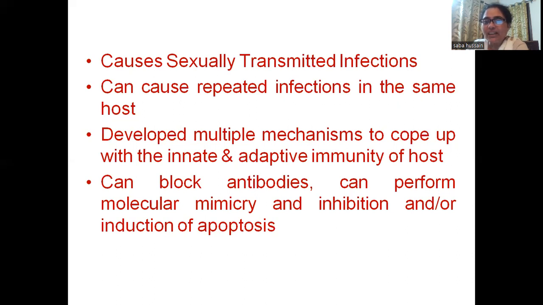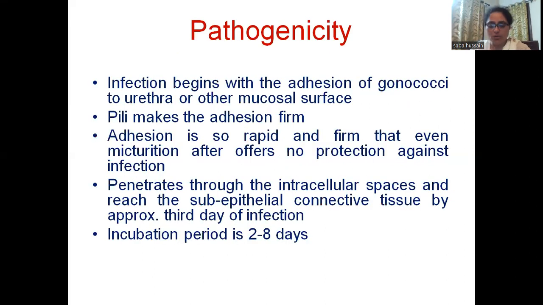Then it develops multiple mechanisms to cope with the innate and adaptive immunity of the host. So it can fool both the innate and adaptive immunity. If you want to know the mechanism, how it is fooling them and what is present in this bacterium which helps it in invading immunity, you can go to my lecture on virulence factors of Neisseria gonorrhea, where it will be explained. It can also block antibodies, perform molecular mimicry and inhibit induction of apoptosis. Here we will be talking about pathogenicity.